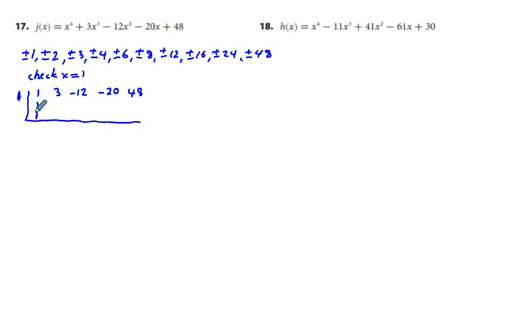We'll bring down our 1. 1 times 1 is 1. 3 plus 1 is 4. 1 times 4 is 4. Negative 12 plus 4 is negative 8. 1 times negative 8 is negative 8. Negative 20 plus negative 8 is negative 28. And then 1 times negative 28 is negative 28. We add 48 and negative 28, we're going to get 20. So we'll say not a 0.